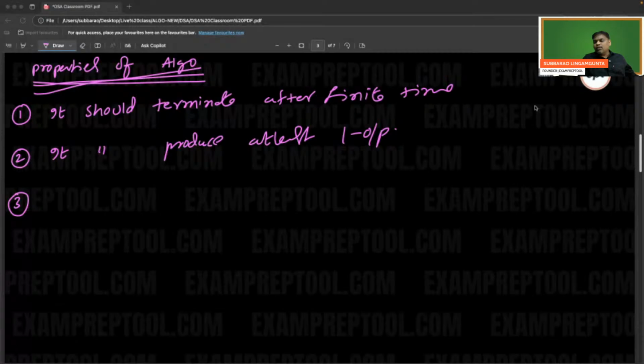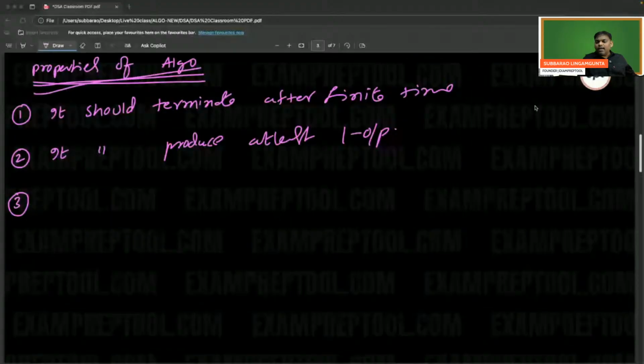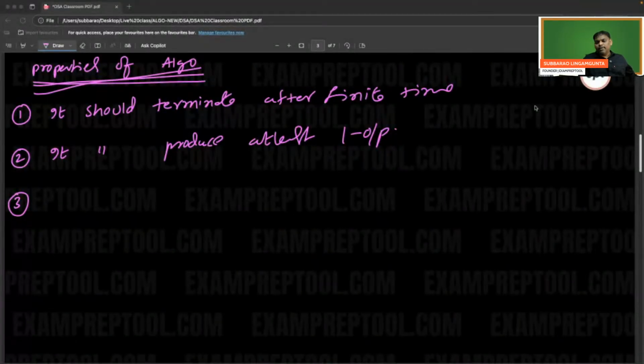I am not asking your property. Reddy sir, how can you ask my property? My property is given by my papa and my mama. That's what I am saying. I am not asking your property, I am asking algorithm property.